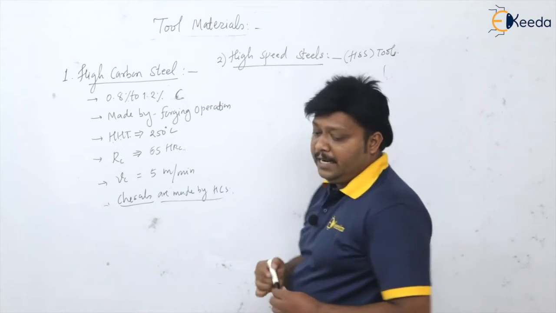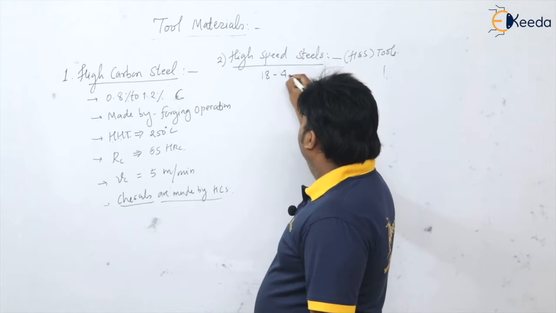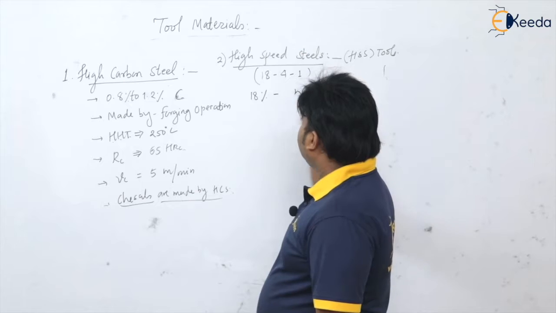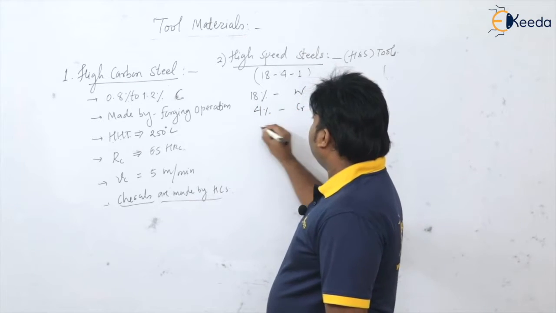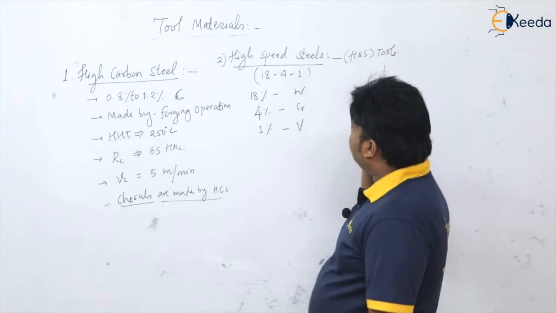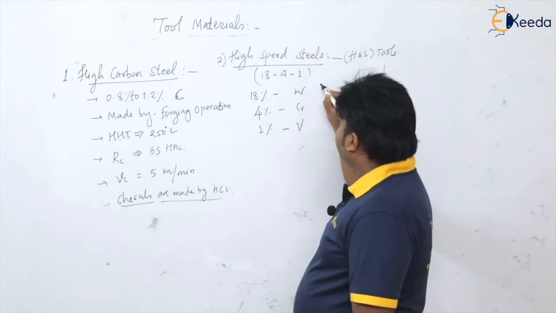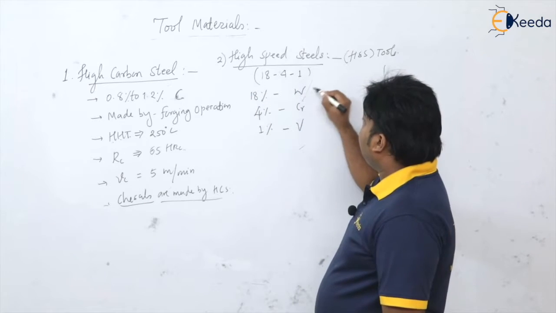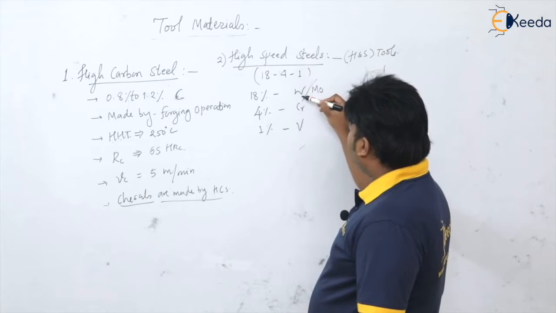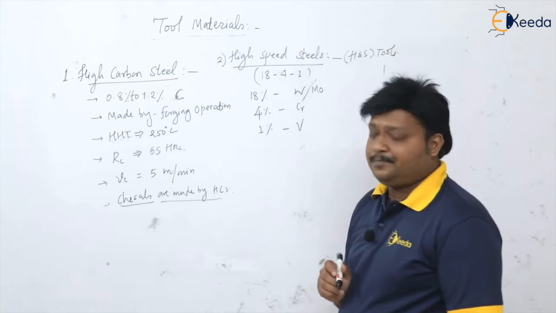Okay, next the high speed steels, which are also known as HSS tools. If you look at the composition, a very famous composition is 18:4:1. So what is 18? It is 18% tungsten, 4% chromium and 1% vanadium. This is the high speed steel. Generally, if tungsten is present, then it is known as the T series HSS. Instead of tungsten, we can also use molybdenum. So if instead of tungsten we have moly, then it is known as the M series HSS.